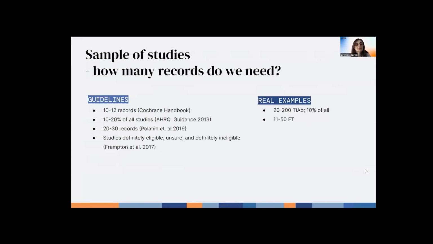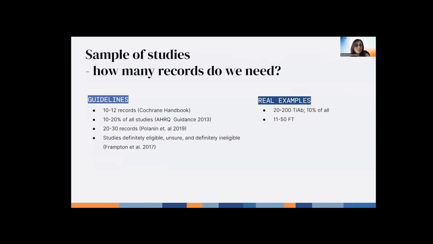Many institutions suggest using a calibration exercise, but there are some discrepancies between existing guidelines concerning the most appropriate number of records that should be used during the calibration exercise. So, for example, we have 10 to 12 records according to the Cochrane Handbook, 10 to 20% of all studies, 20 to 30 records according to the Polanin study. And Frampton provided a wider definition, that we include studies definitely eligible, unsure, and definitely ineligible.